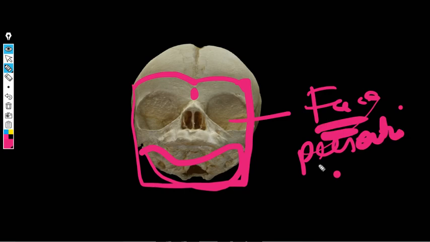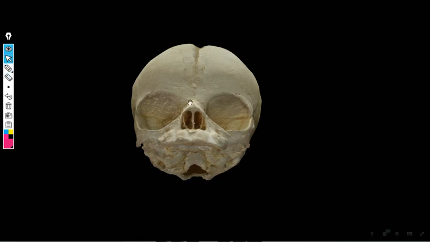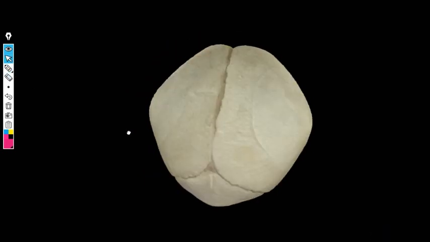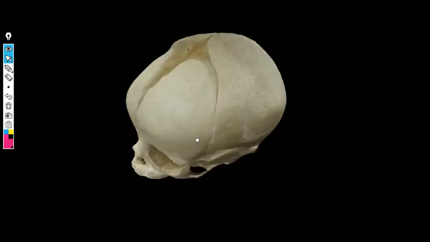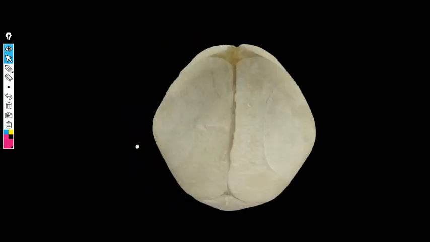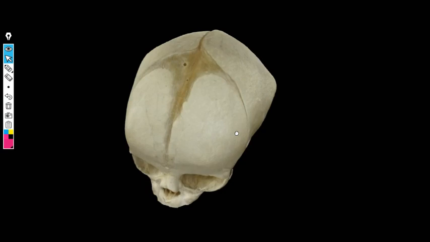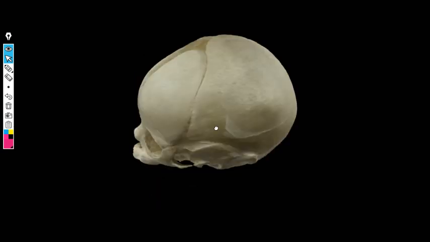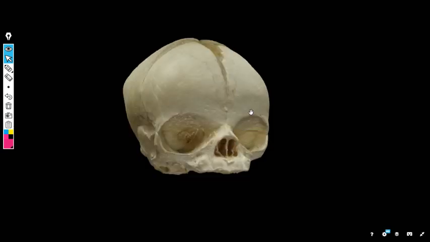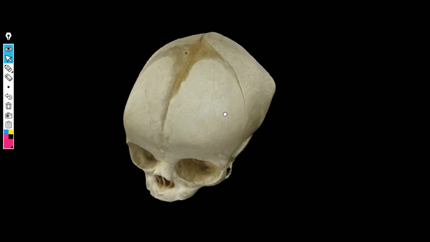We have discussed three parts: vertex, brow, and face. This is vertex, this is brow, and this is face. Again, vertex, brow, and face. These three presentations are common. Now I need to identify some of the points which are very important in the fetal skull.